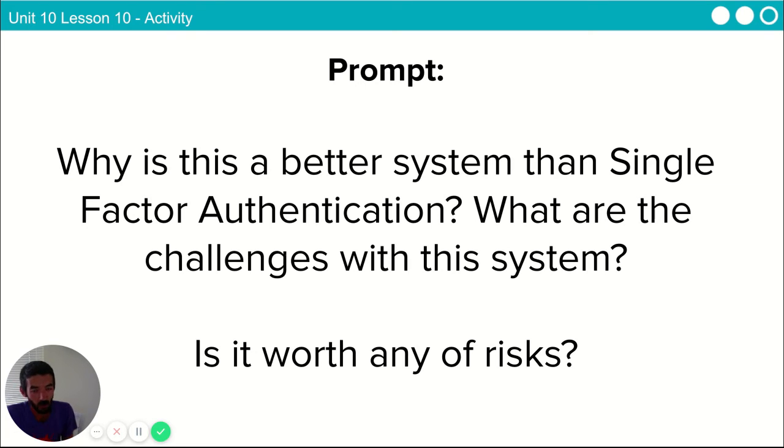Thinking about this, why might this be a better system than single-factor authentication? But also, what are the challenges with the system? What are the challenges with multi-factor authentication? Is it worth any of the risks? So again, go ahead and pause these three questions, journal on them for a few minutes, and then come back when you're ready to discuss, when you've finished writing.